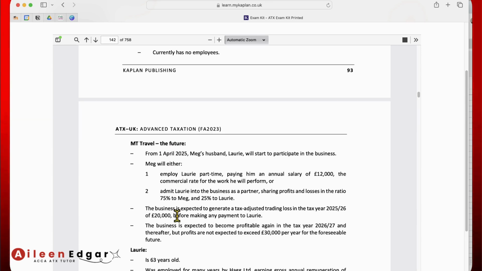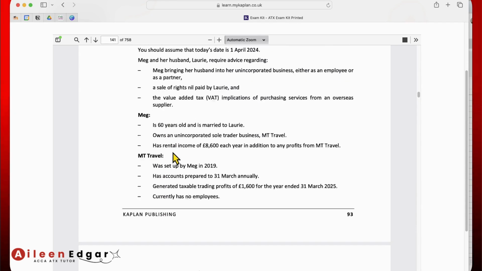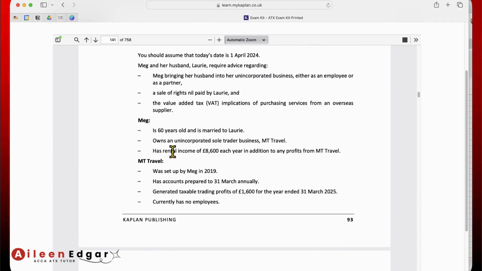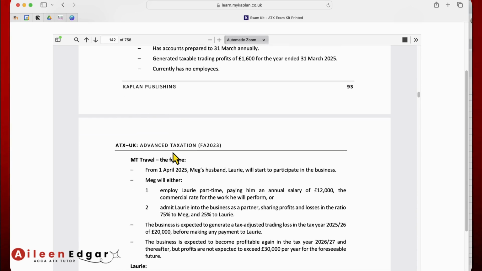So all of that, spending a couple of minutes at the beginning doing all of that prep work, and the order in which you read the information can save you time and also make more sense. You can start to really think about how your answer is going to pull together. Because as you then read through the more detailed information about Meg and her business and her husband, you already know this is a situation where we're thinking about bringing the husband in as an employee or a partner, and we know that there's some sort of loss as well. And you know all of that before you even start reading.